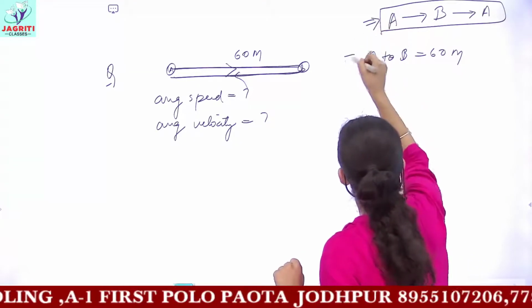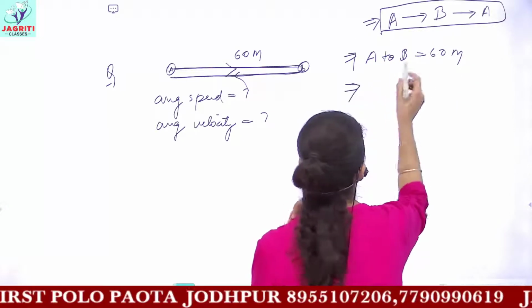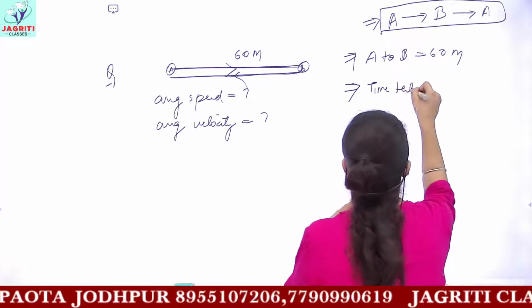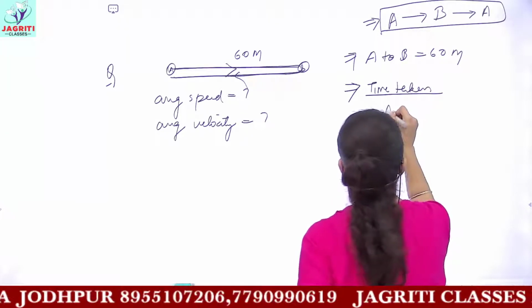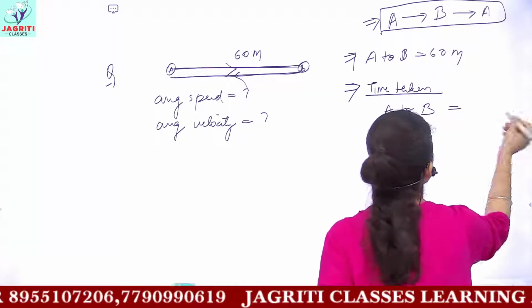Then the next given thing is the distance of A to B is 60 meters. And then next you have the time. Time taken to travel from A to point B is 2 minutes.